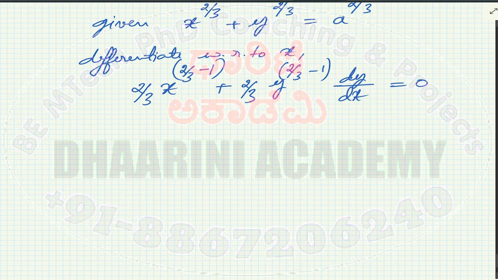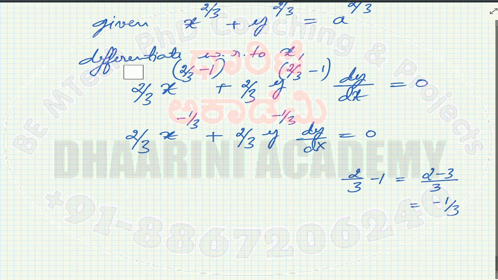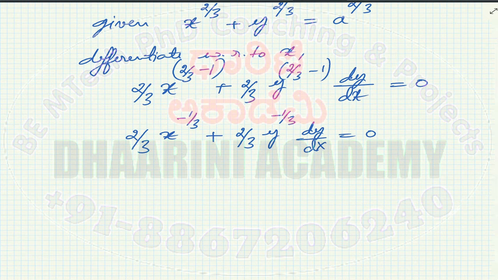Alright, so let us try to simplify this further now. So this means we have 2 by 3 into x to the power, let's do the calculation here. 2 by 3 minus 1 is nothing but 2 minus 3 by 3, which is equal to minus 1 by 3. So the powers will be minus 1 by 3. Plus, this is once again 2 by 3, y to the power minus 1 by 3, dy by dx equal to 0. Okay, so powers have been simplified like this.